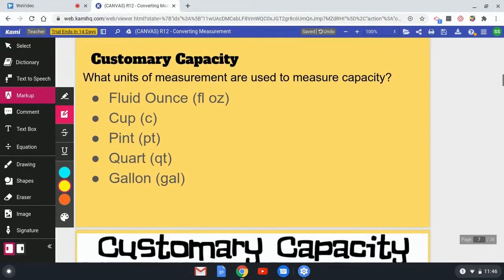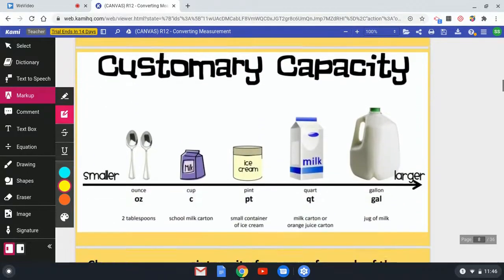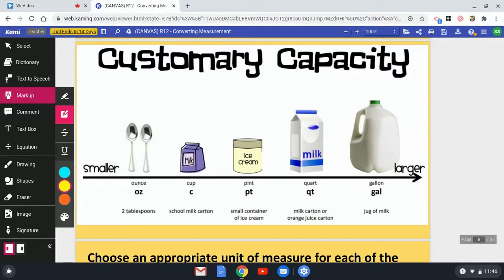All right, something else that you're used to seeing is customary units of capacity. Our smallest measurement is fluid ounces. Then we have cups, pints, quarts, and gallons. When you were in a younger grade, you may have seen something like Gallon Man to help you remember this. An ounce is small, super small, about 2 tablespoons or 2 of the small spoons that you would eat off of at home. A cup is about a school milk carton.